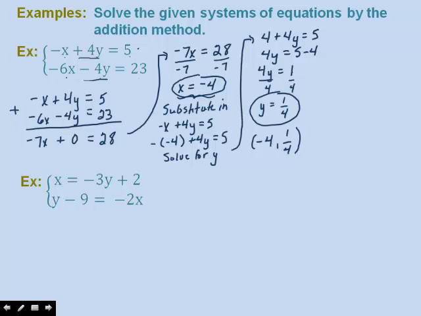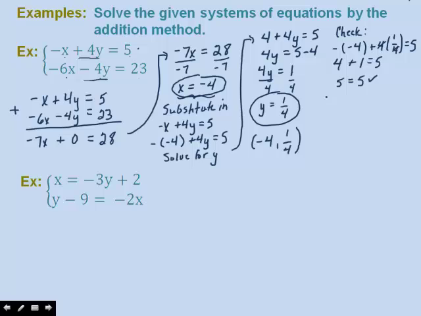Now we do want to check this. So we're going to use our ordered pair, put it into both of the original equations and make sure that we get true statements from each one. So putting it into the first equation, we're substituting negative 4 for x and 1/4 for y. So that gives us a positive 4. The 4 and the 1/4 cancel each other out here to give us a 1. And we end up with 5 on both sides. So that one checks.